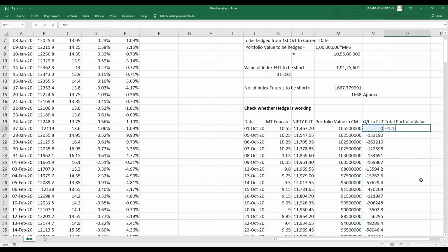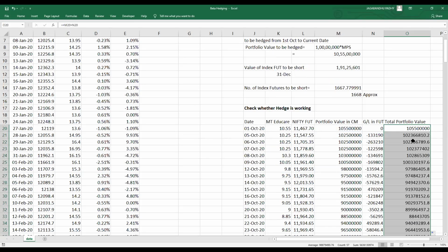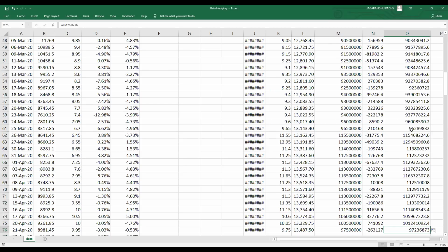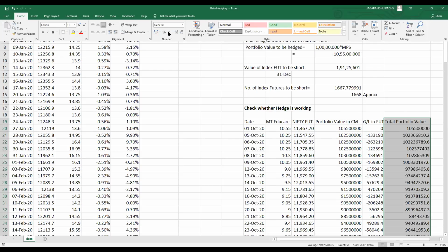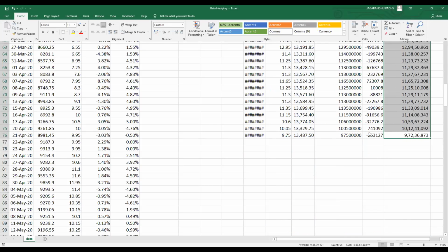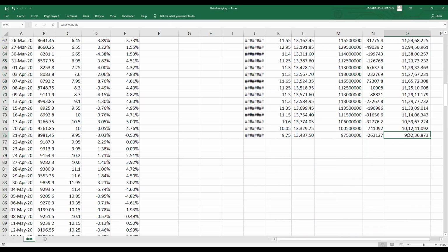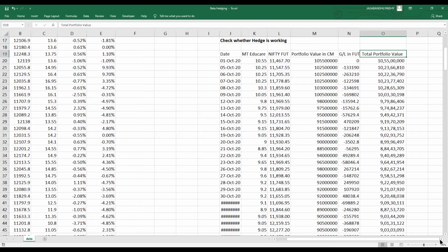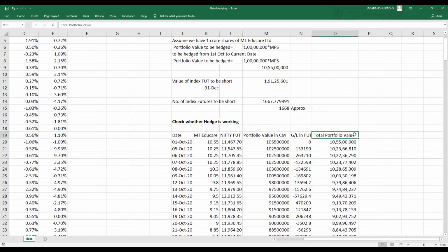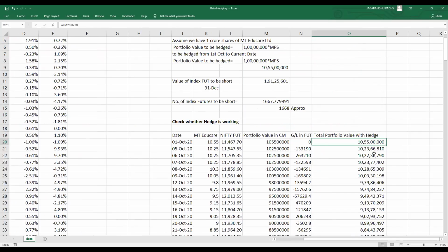And then I'll talk about my total portfolio value. Let me just have a look at it. So this is where I get my total portfolio value. Looking at these numbers, this is the total portfolio value with hedging.